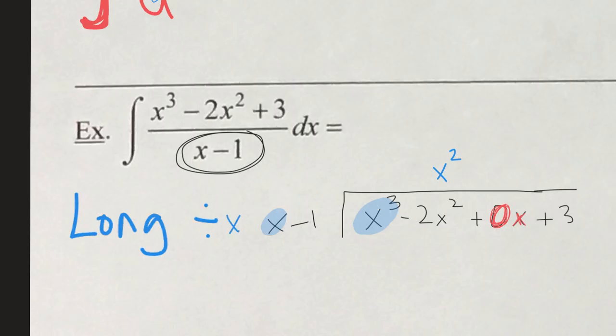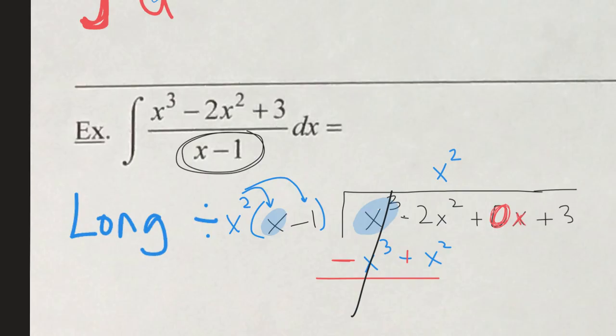Now we have to multiply both of these terms out here by x squared, giving me x cubed minus x squared as my product. And now we subtract. Subtract, so this becomes a plus because minus a minus is a plus. X cubed minus x cubed is gone. Negative 2x squared plus x squared is negative x squared. And we'll drop down our plus 0x. And we'll do it all over again.